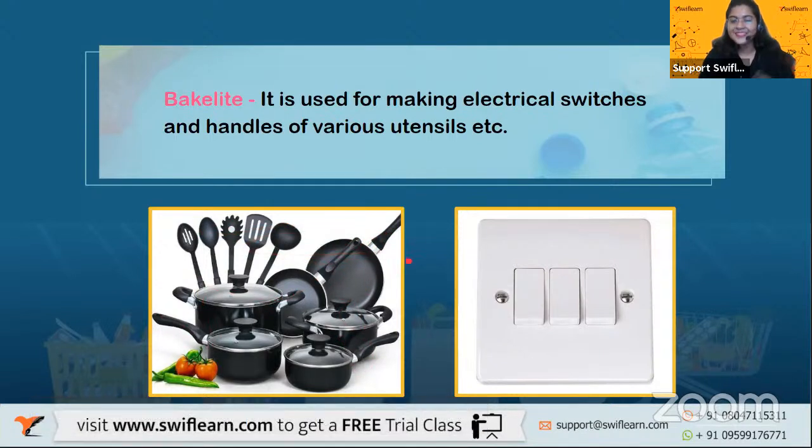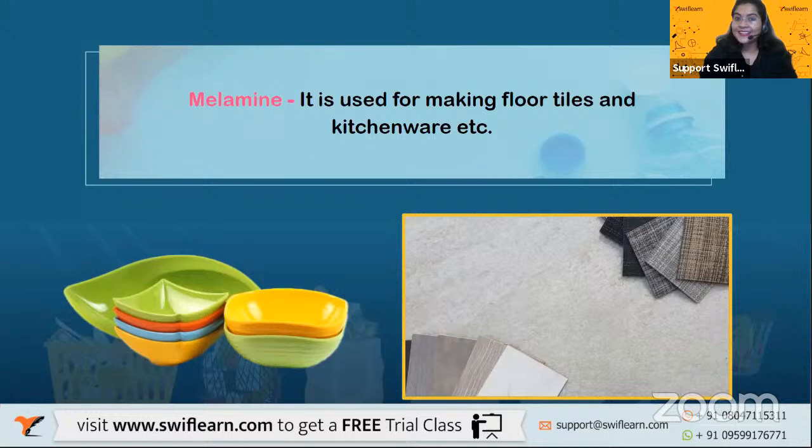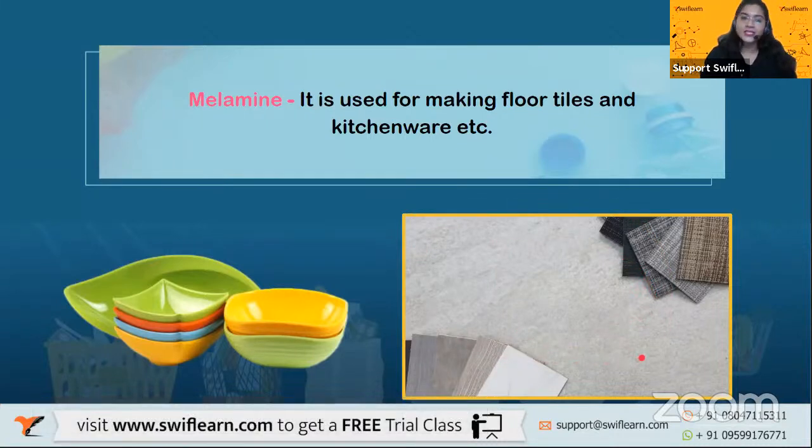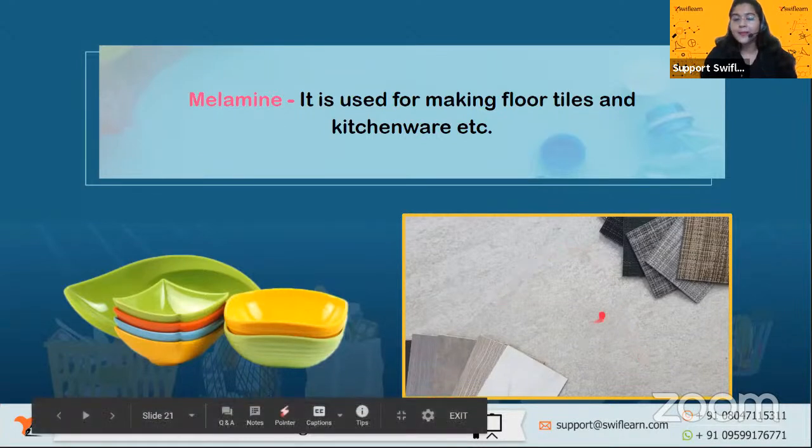Next is melamine. Already I said that these are used to make different kitchenware. What are the main things we can make? We can make the dinner sets with that. These are also used for lamination purposes. They help to make the glues. They help to make the floor tile over here. Can you see? So these are the thermosetting plastics called melamine. They are used to make all these types of materials.